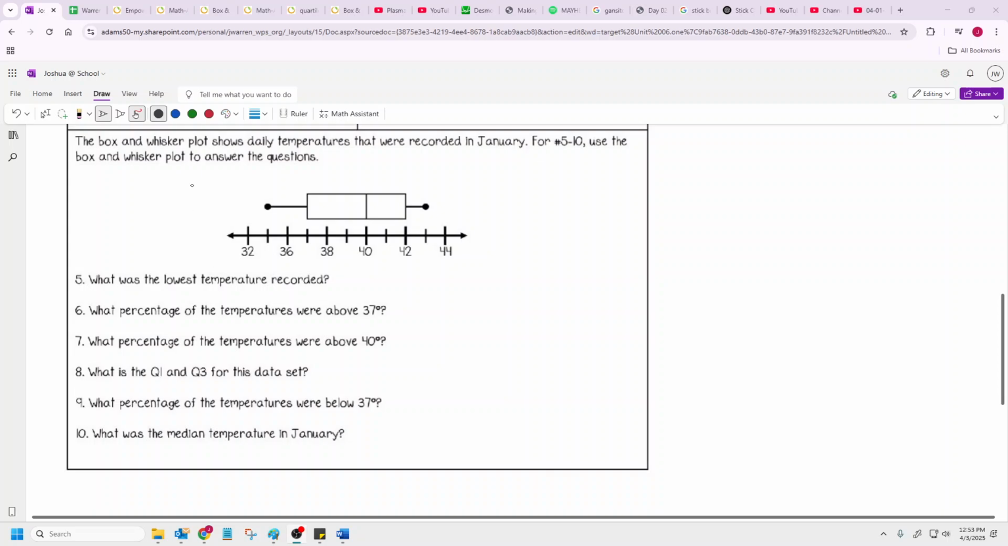Enjoy. Now, the box and whisker plot shows daily temperatures that were recorded in January. For number 5 through 10, use the box and whisker plot to answer the questions. I'm going to start with number 5. Number 5 says, what was the lowest temperature recorded?